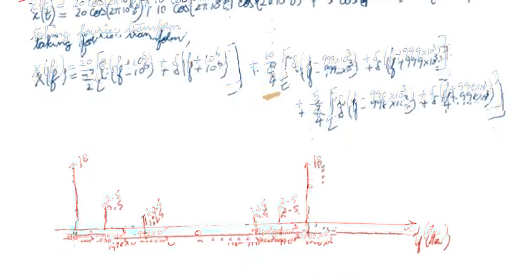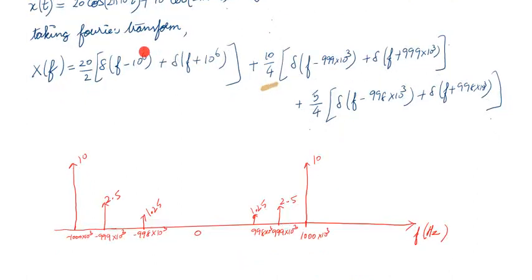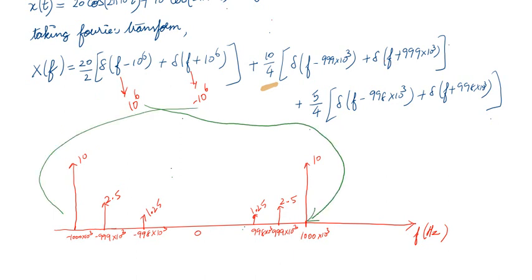This component exists only at 10 to the power 6, and this exists only at minus 10 to the power 6. In place of f, if I put 10 to the power 6, you will get del of 0. In place of f, if I put minus 10 to the power 6, I will get del of 0. So two components I have. 10 to the power 6 is nothing but 1000 into 10 to the power 3. So this is this component. Sorry, not this one, this one. So this minus is this part.